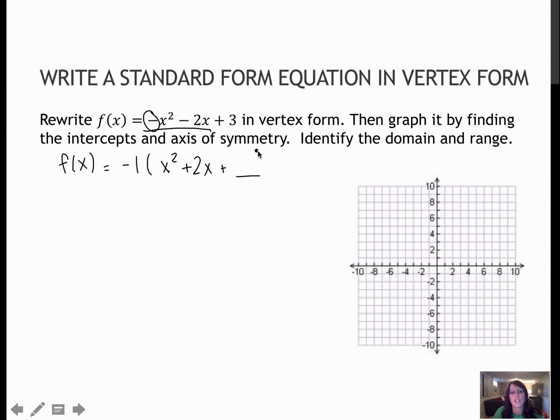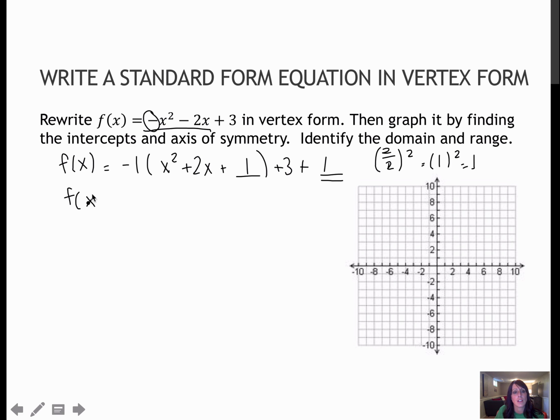I'm going to leave a plus blank here. I have my plus 3, and then I have a minus blank, which is not quite the same blank on the inside. To find this value, I'm going to take 2 divided by 2 quantity squared. So 2 over 2 is 1. 1 squared is 1. So what I've done here is I've taken -1 times 1, so I've actually subtracted 1, which means out here I'm going to add 1. So I have to do the opposite of what I did.